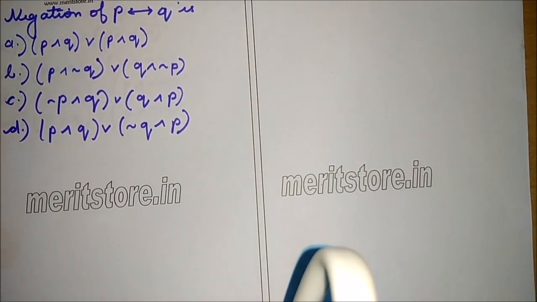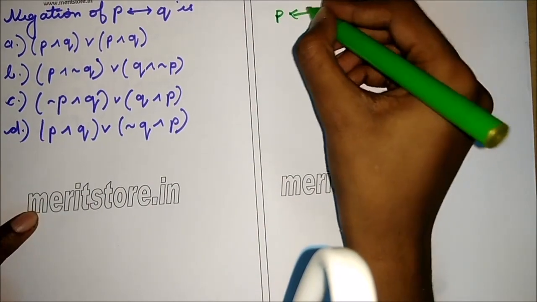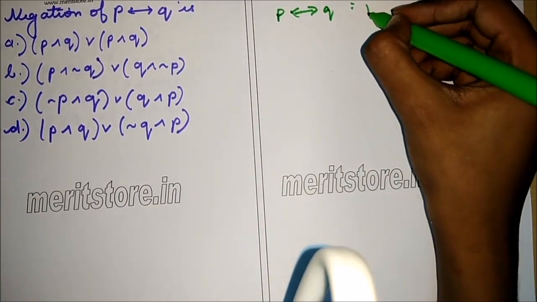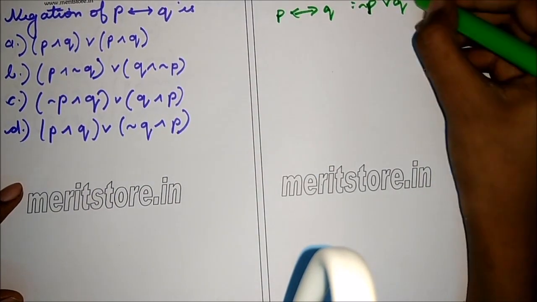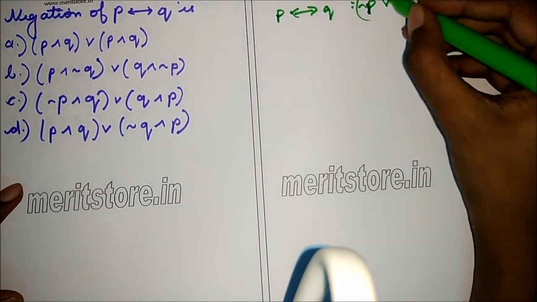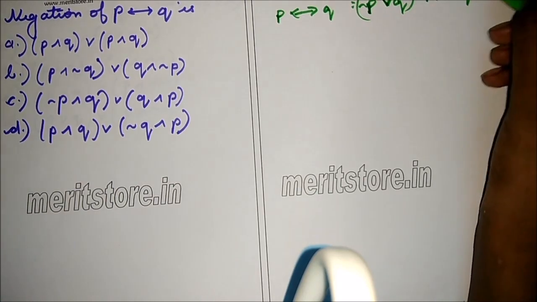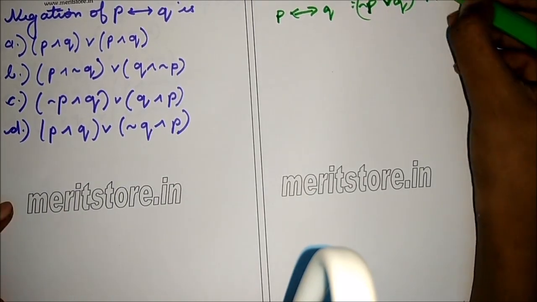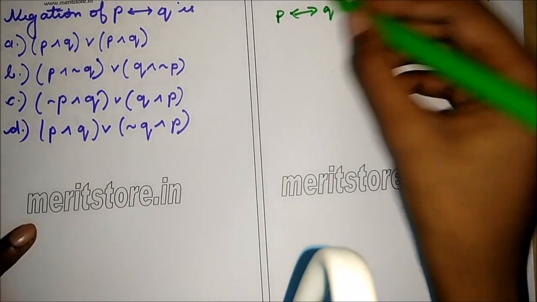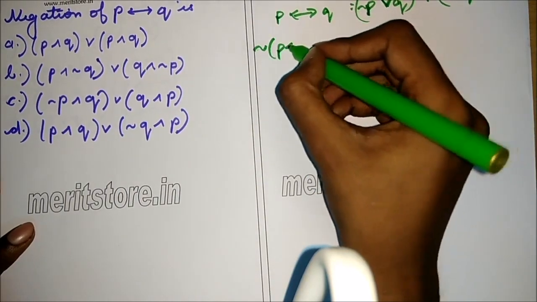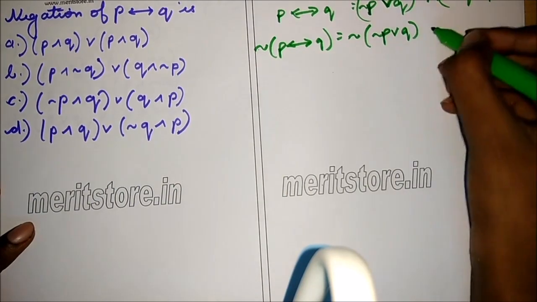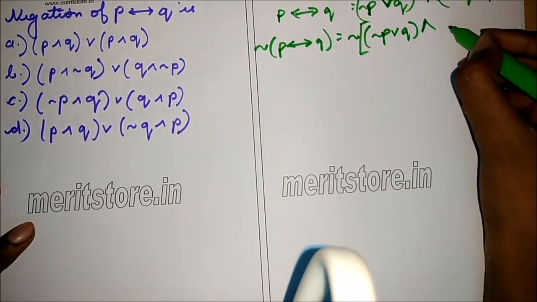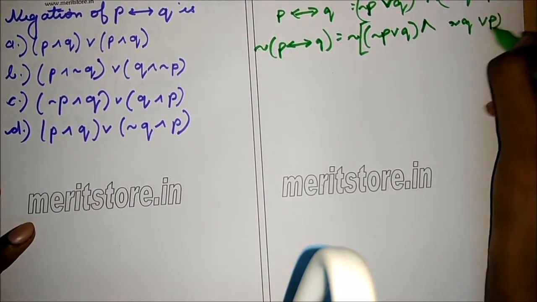Negation of P double implication Q is, now P double implication Q is given by negation of P or Q and negation of Q or P. So we have to find the negation of this. So negation of P double implication Q is negation of negation P or Q and negation of Q or P.